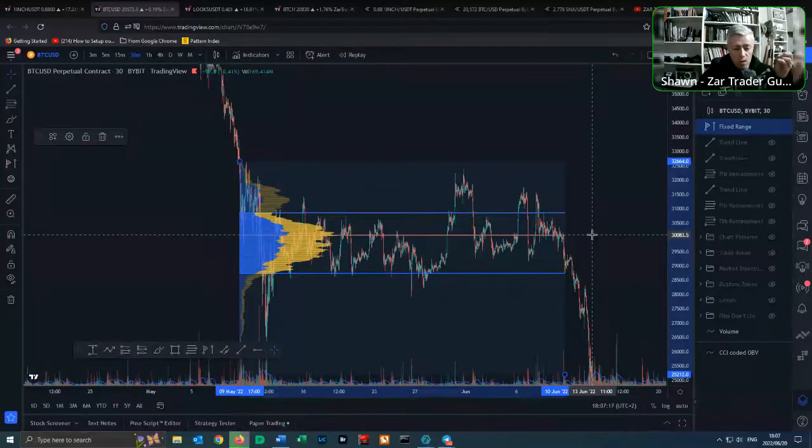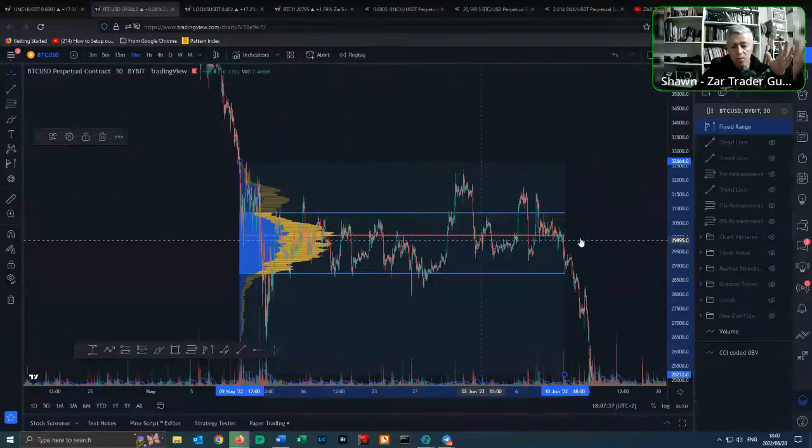And why is that important? Because look at this. See how price has come down. It's probably gone down to a daily level there, come past the point of control, hit the value area high. That's the blue line there. The bottom blue line is the value area low. And you can see how many times it's come back to that point of control.